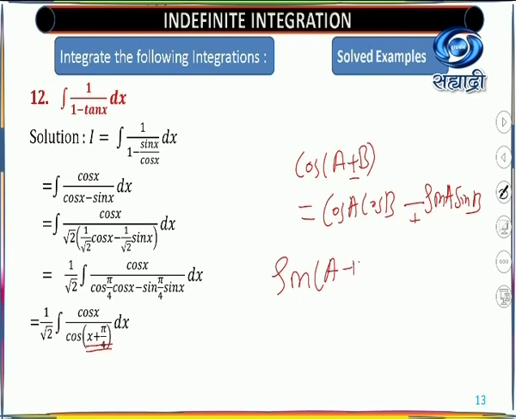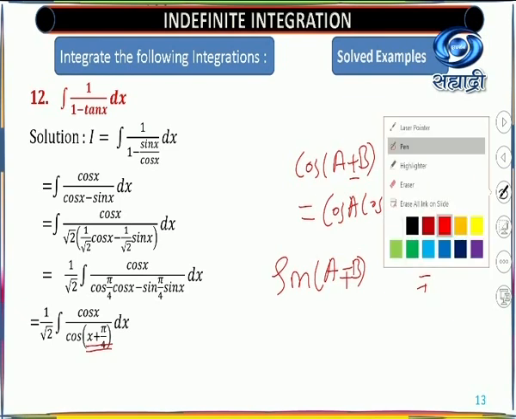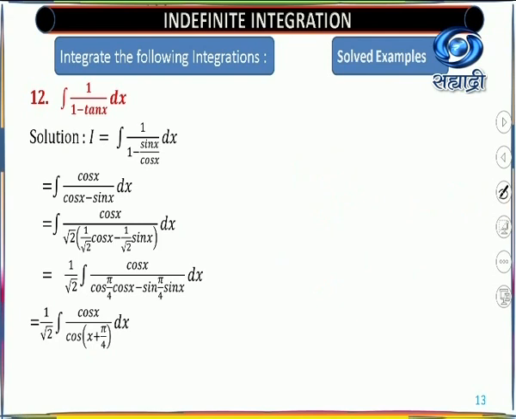Sin A minus B, you will get the combination of sin and cos. But if the middle sign is minus, you will get minus. If it is plus, you will get the plus sign. Okay, so here it is a combination we are using. So here you have that formula. So we are using that formula, cos of x plus pi by 4. Now look at here. Angles are different.